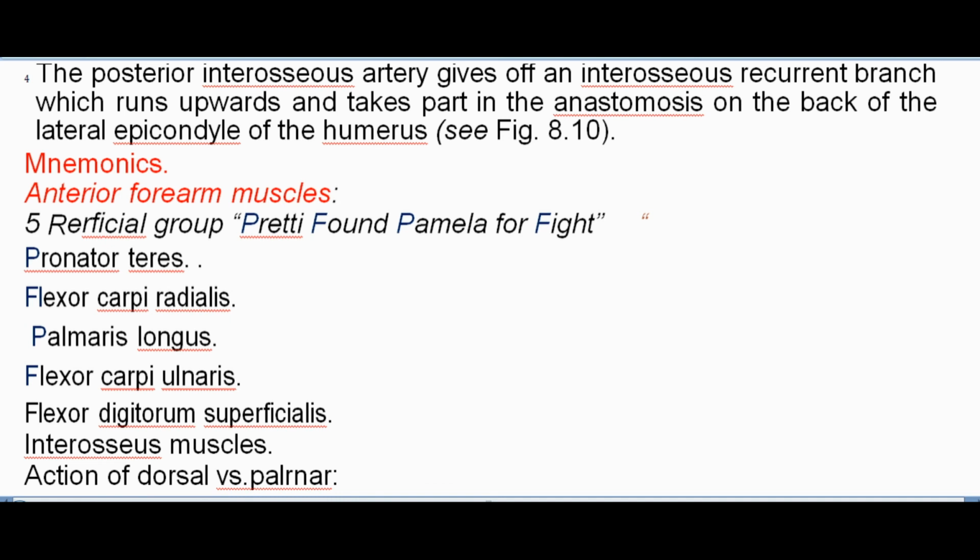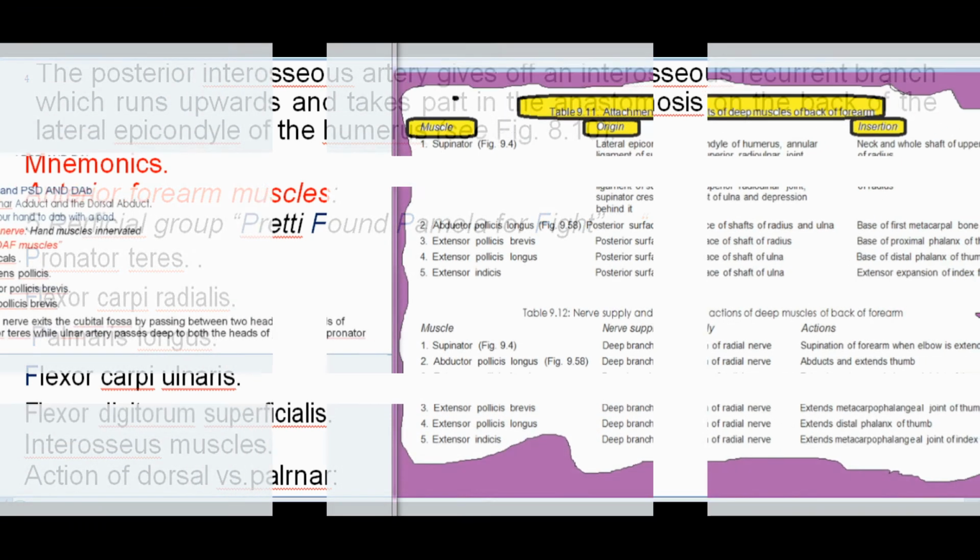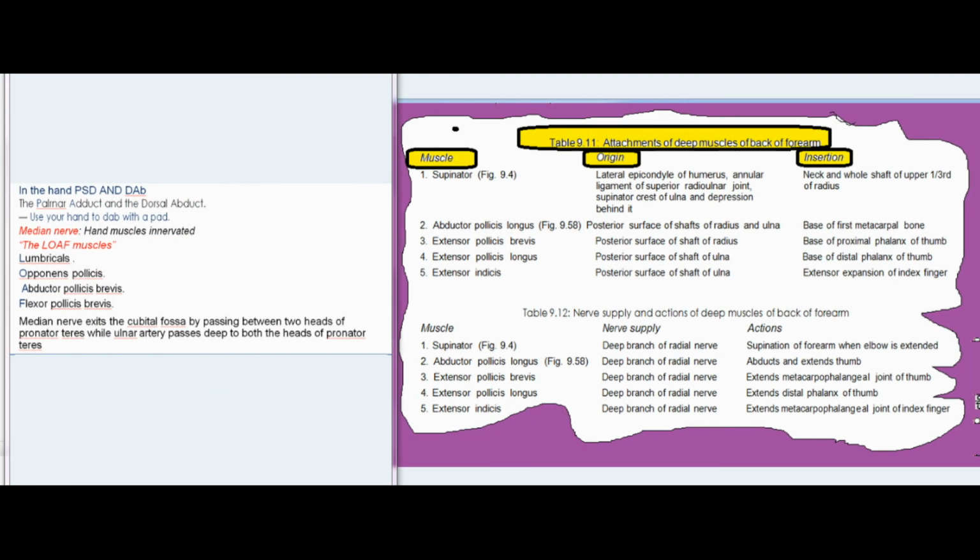Mnemonics. Anterior forearm muscles, superficial group: pronator teres, flexor carpi radialis, palmaris longus, flexor carpi ulnaris, flexor digitorum superficialis. Interosseous muscles, action of dorsal versus palmar in the hand: PAD and DAB. The palmar adduct and the dorsal abduct. Use your hand to DAB with a PAD.